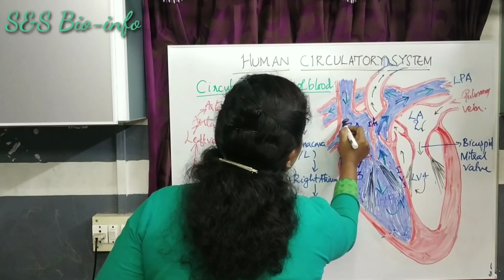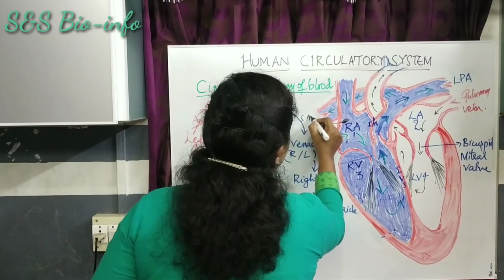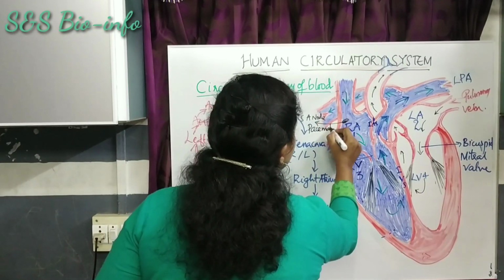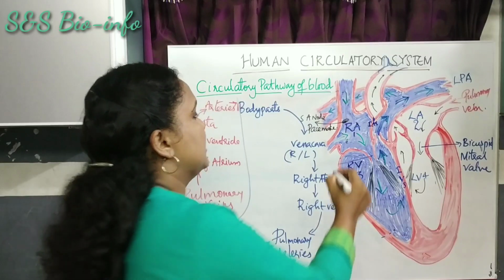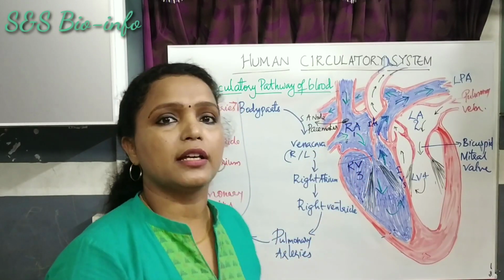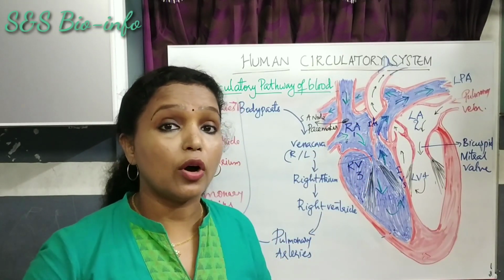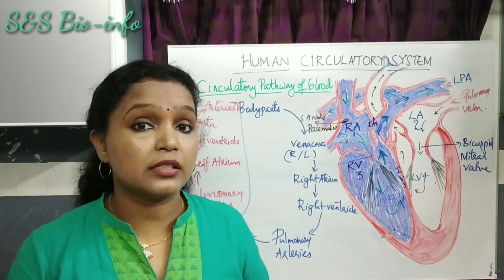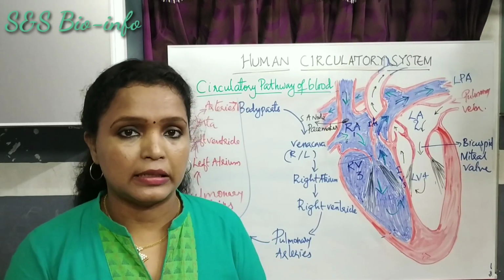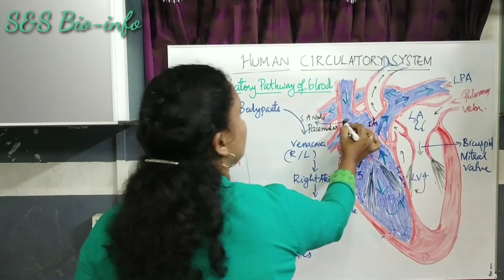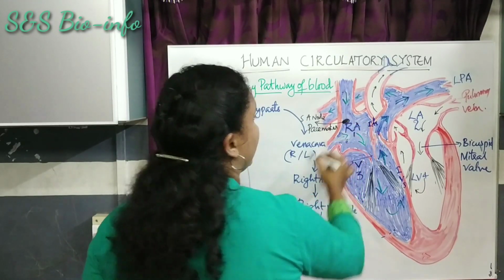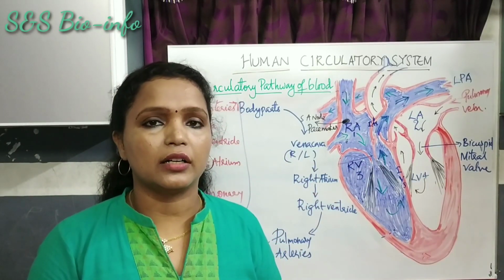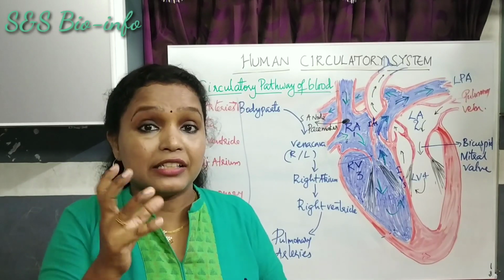SA node or pacemaker. This pacemaker is made up of a special kind of nodal tissue. It is auto-excitable. It doesn't require any external stimulus for excitation. This nodal tissue is called the pacemaker or SA node as it initiates the rhythmicity of the heart. Rhythmicity means contractility of the heart.